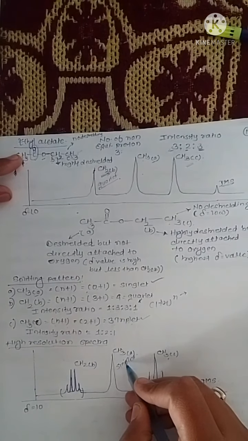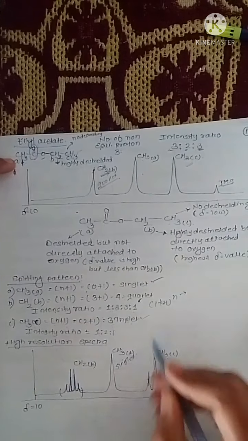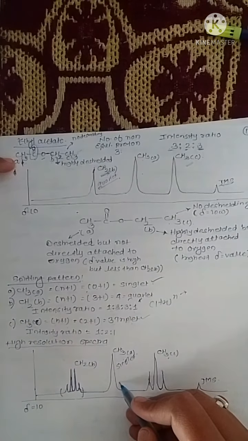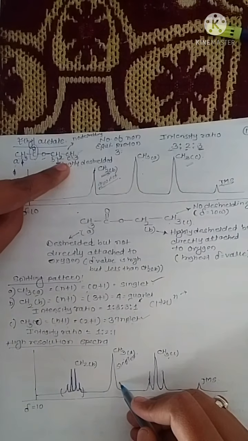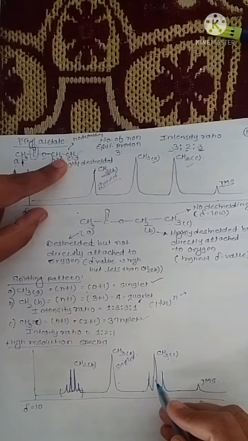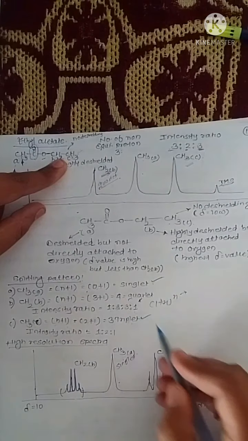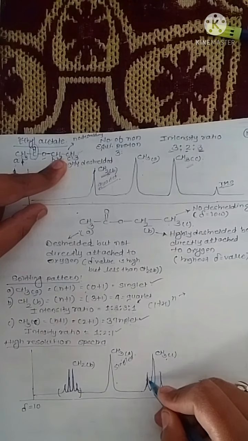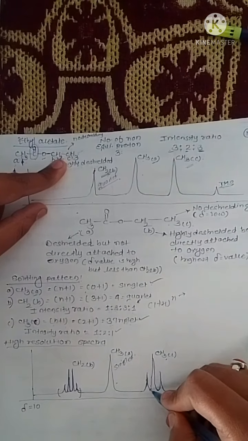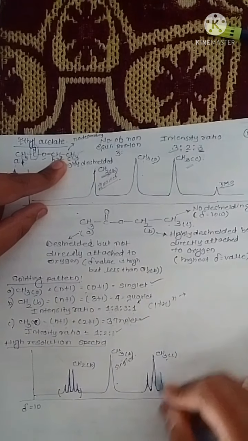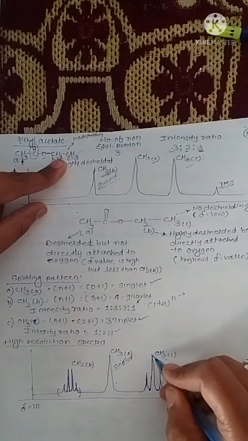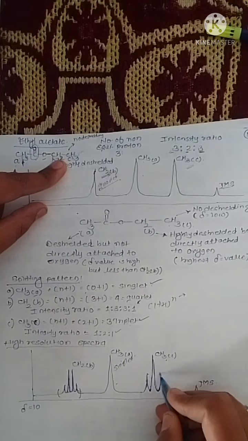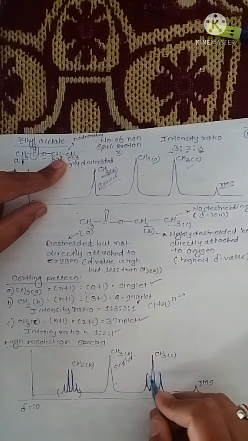For the A proton we got only a singlet, so we draw it as it is. And for the CH3 denoted by C proton, we got a triplet pattern in the manner 1:2:1. So this peak should be nearly double this peak, and this peak is nearly in a 1:1 ratio with respect to this peak.